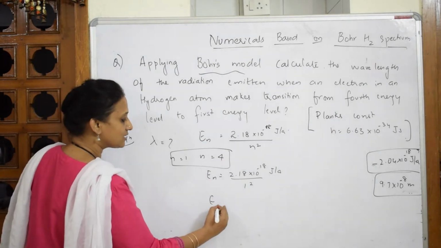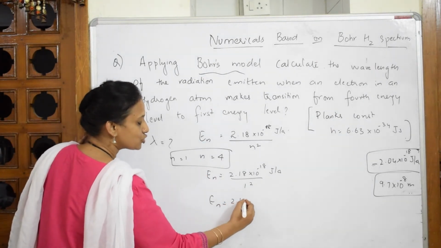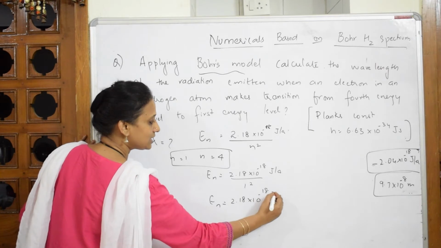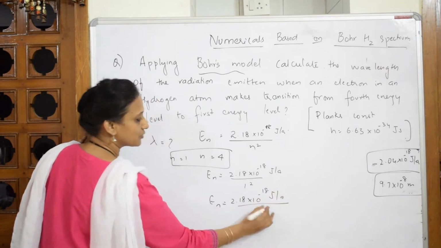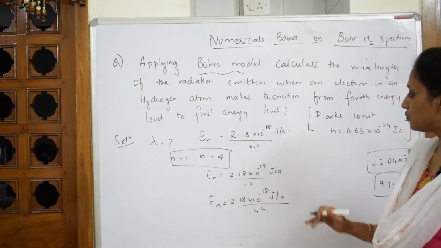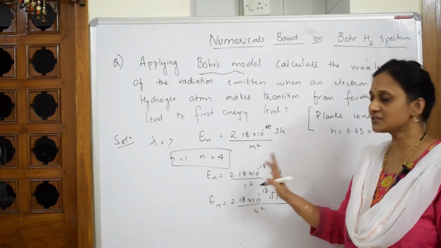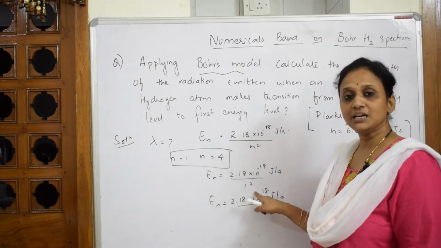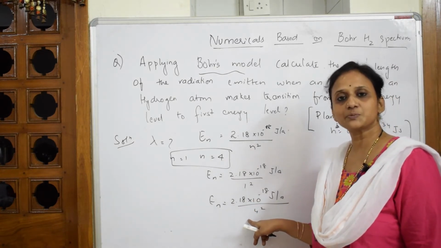And for the second one, that is the next level, 2.18 into 10 raised to the power of minus 18 joule per atom by 4 square. Fine. So basically they have two levels, a transition. So when there is a transition like this, individually this is the energy of this particular orbit, and this is the energy level formula for calculating this particular orbit.